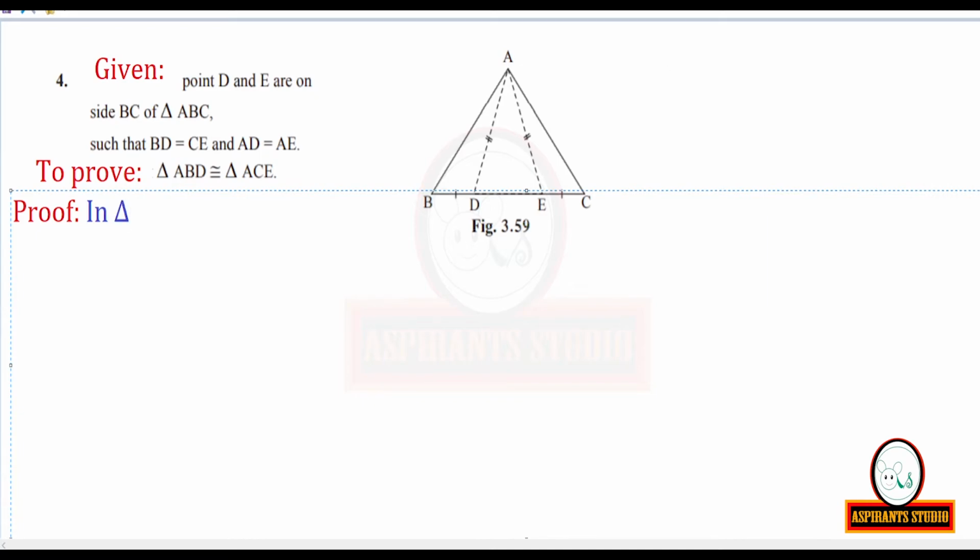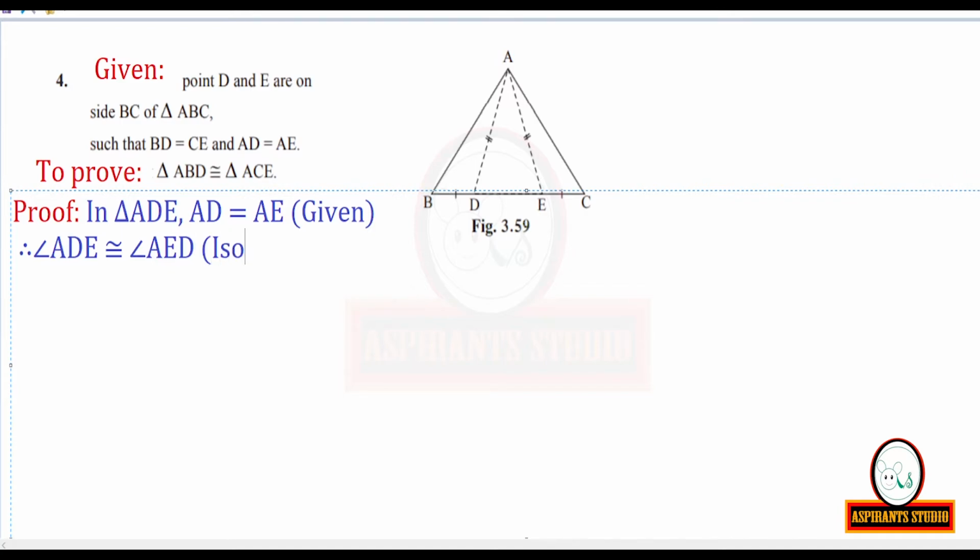Given point D and point E are on side BC of triangle ABC such that BD is equal to CE and AD is equal to AE. We have to show triangle ABD is congruent to triangle ACE. You are given in triangle ADE, segment AD is congruent to segment AE. AD is equal to AE is given.